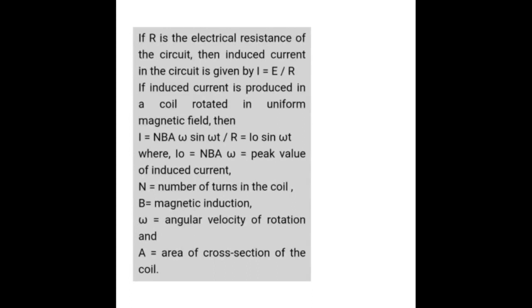NBA omega by R can also be written as I naught. So I equals I naught sin omega t. You just need to remember this expression, because it will be used in numericals.